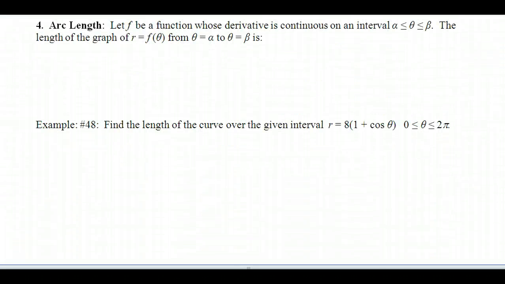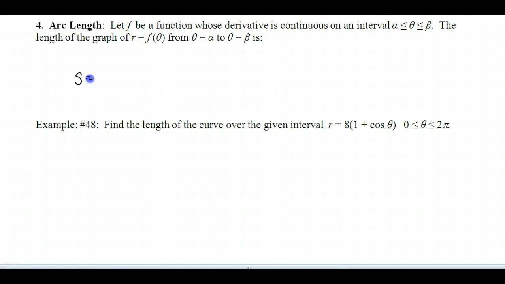Moving on, we have arc length. We talked about area, a lot of things with area, and now we have arc length and then the area of a surface of revolution. Arc length is very similar to what we have for rectangular or parametric. Our function's derivative must be continuous, because we'll be using our derivative. Then the length of the graph of our polar function, from alpha to beta, is given by the following.